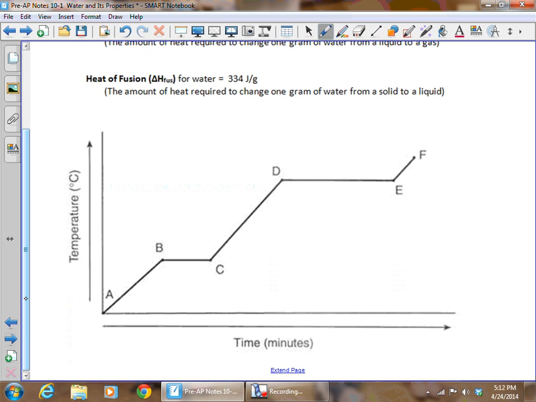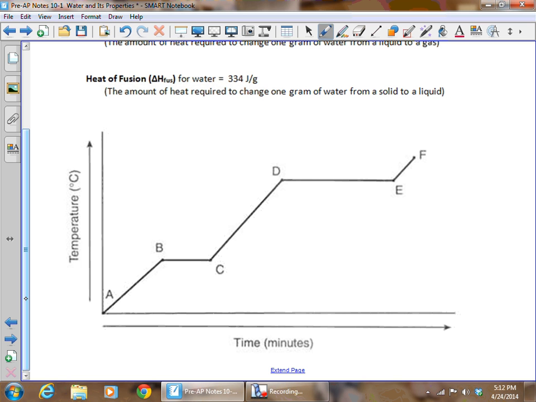One of the worksheets that you're going to be doing deals with what we call a heating curve. Let's say this is the heating curve of water. There are 5 different states, or 5 different phases, maybe we can say, stages in the heating curve.